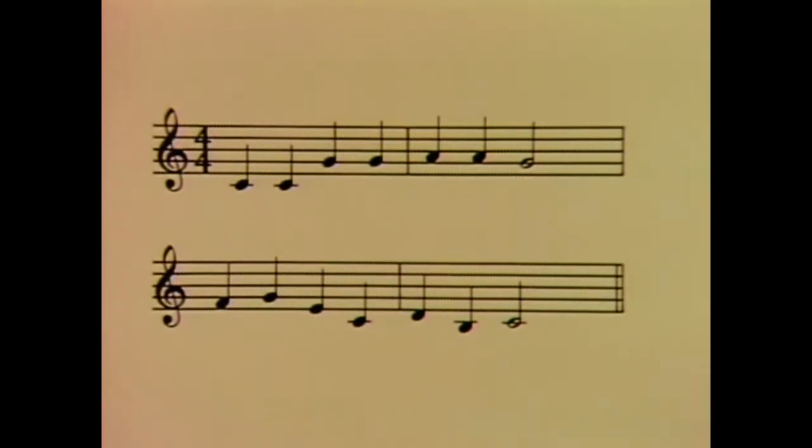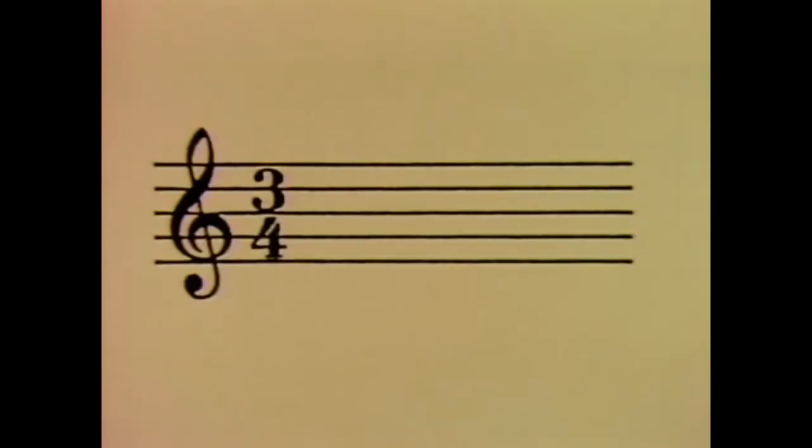The time within the bar is measured by counting. You've perhaps heard the expression 4 to the bar or 8 to the bar, and this is the number of beats or counts, and it's indicated at the beginning of the music like this. The upper number tells you how many beats in the bar, and the lower one tells you the length of each beat. In this case, a quarter note.